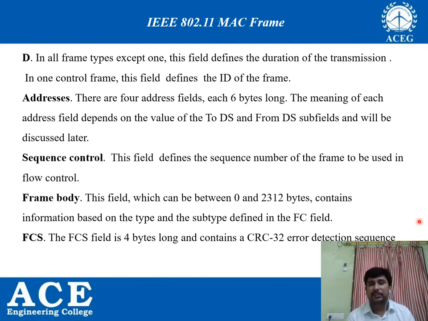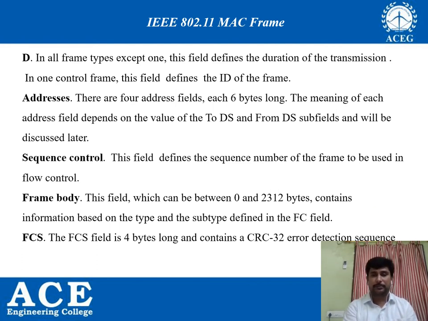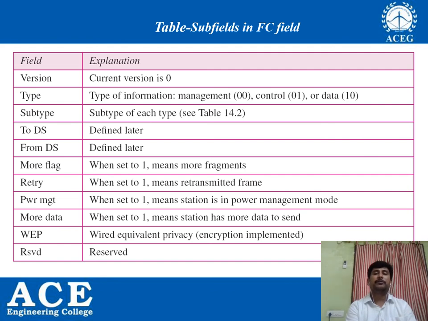Then sequence control, which indicates the sequence number of the frame to be used. Then the frame body, which is of size 0 to 2312 bytes and contains the information. The information it carries depends again on the type and subtype fields in the frame control field. And the last one is the frame check sequence, which is 4 bytes long and contains a 32 bit error detection sequence.